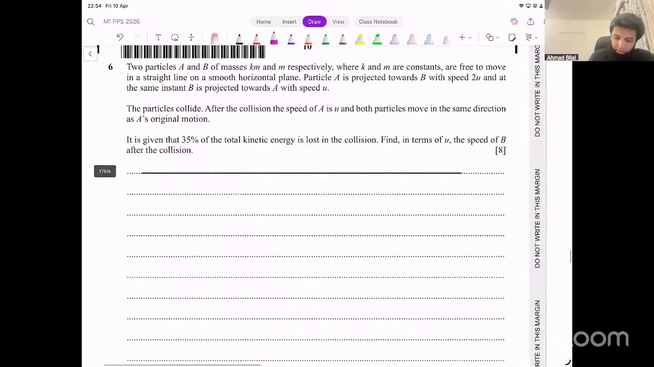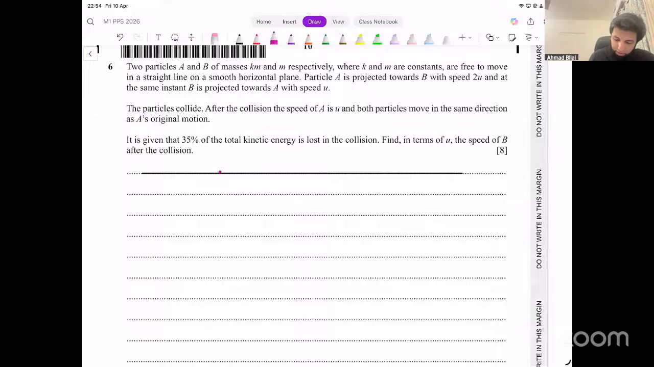One particle is A and the other is B. We know their masses. Mass of this is km and the other one is m. It's a smooth plane, so there's no friction.